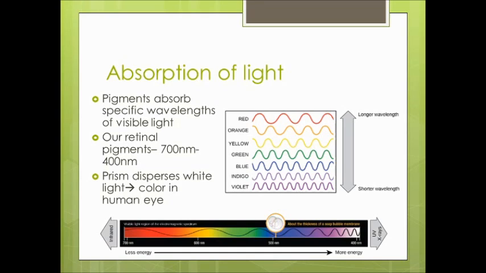Our retinal pigments range from about 700 nanometers to 400 nanometers on this wavelength spectrum, and that's about where the photosynthetic pigments lie as well. We can also see sometimes with white light, a prism can disperse it into different colors, which is what happens with our vision.